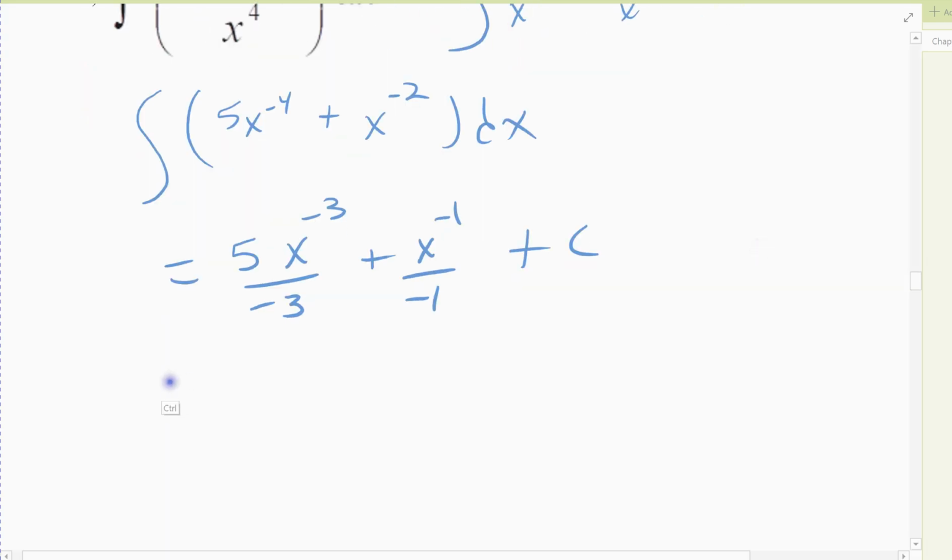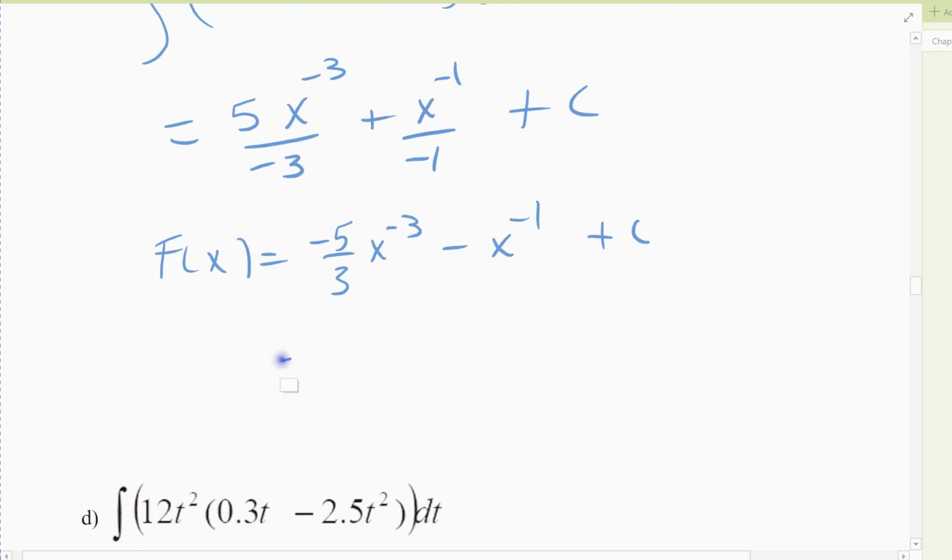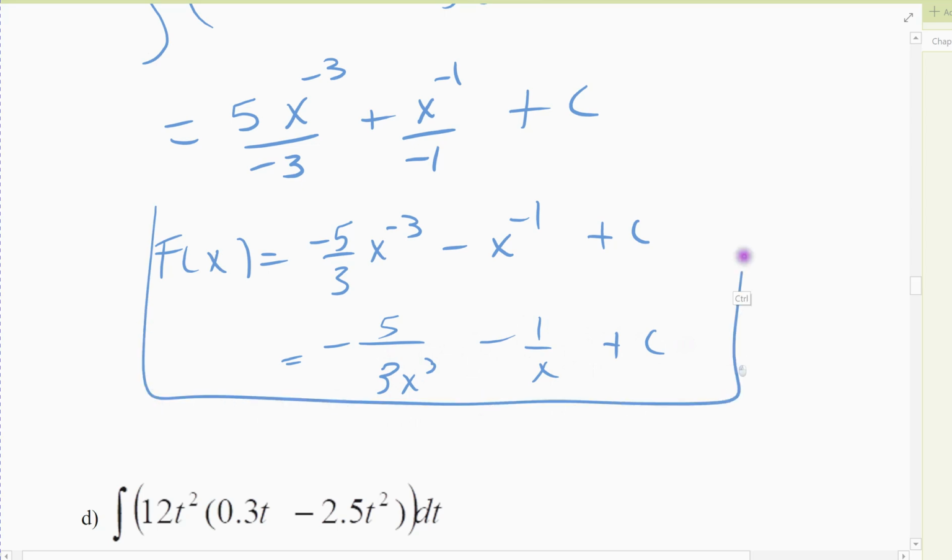And again, I'm going to clean this up. This would be negative 5/3 x raised to the negative 3 minus 1 x raised to the negative 1, or if I rewrite it without negatives. Again, I don't care if you leave negatives, but the book sometimes is a little picky about it.